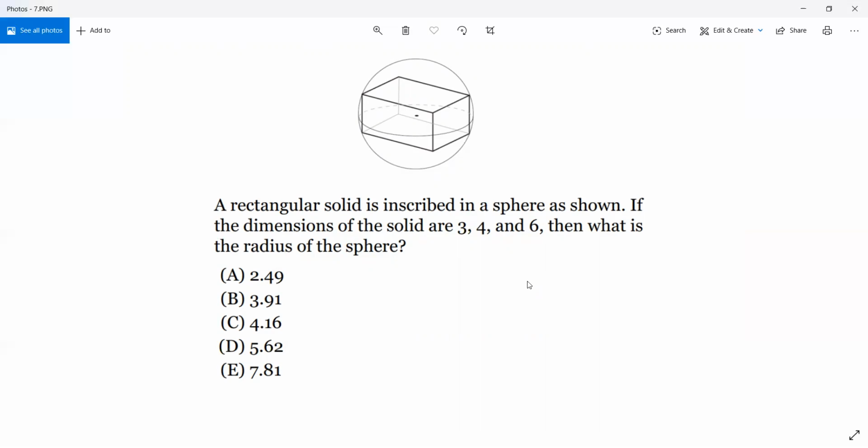So here's another question that says a rectangular solid is inscribed in a sphere as shown. If the dimensions of the solid are 3, 4, and 6, then what is the radius of the sphere? The options are 2.49, 3.91, 4.16, 5.62, and 7.81.